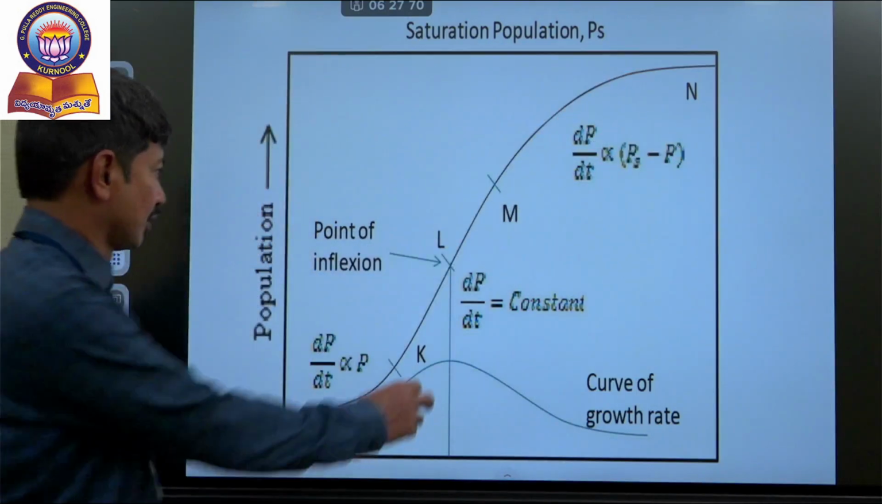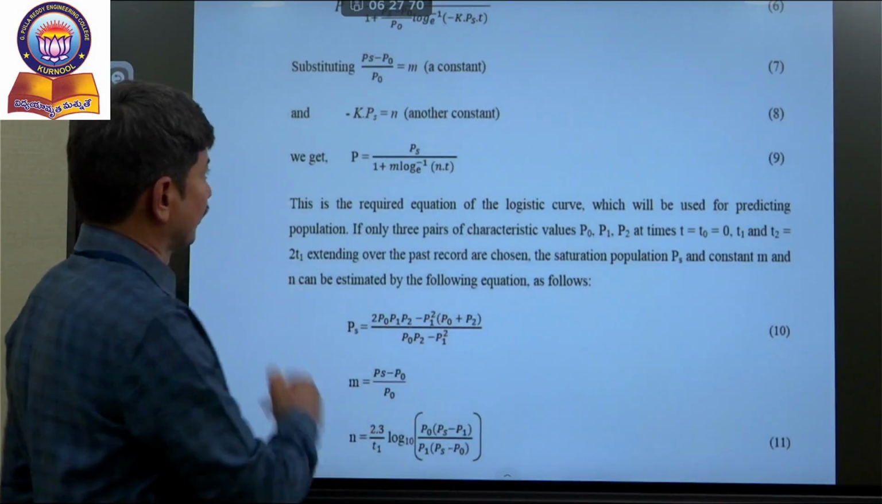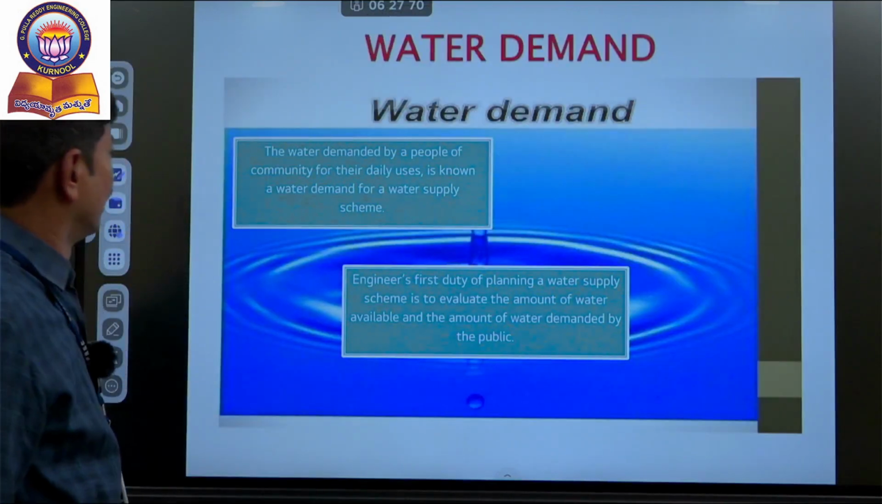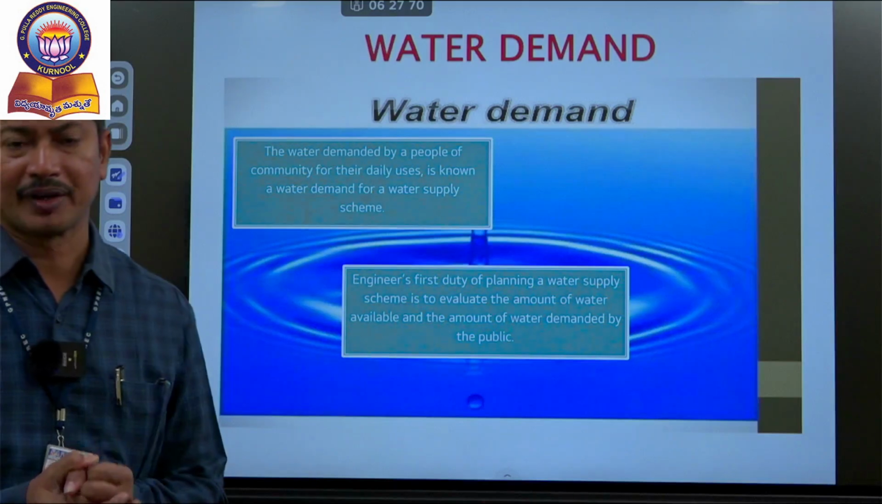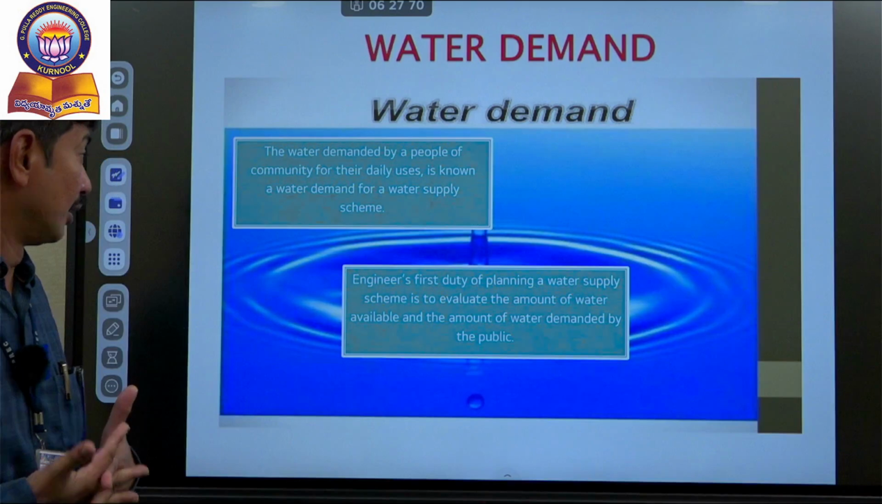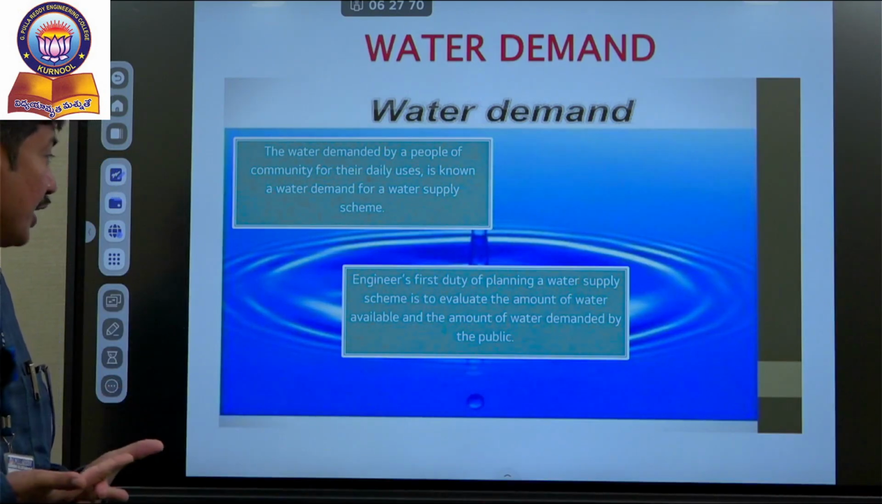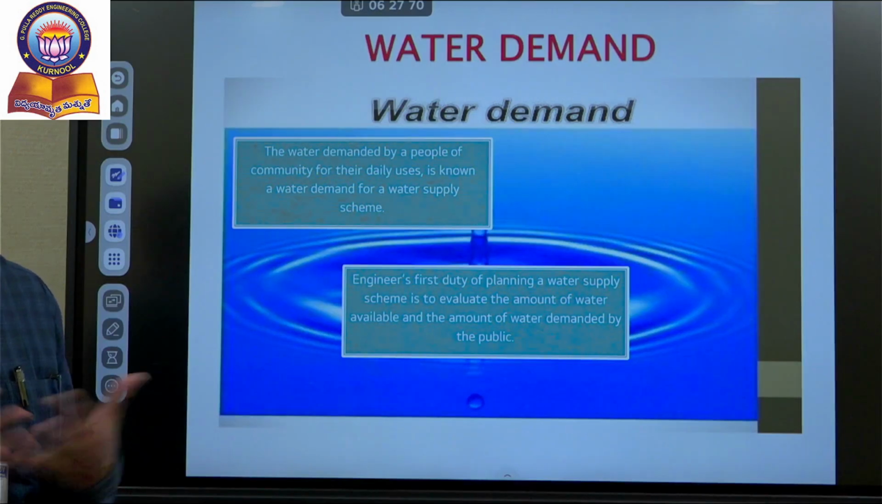This rate is the logistic curve method. These are the logistic curve method formulas, right? Then, demand of water. The next one is demand. The public demands water for various purposes. It is the duty of engineers to supply sufficient water to the public based on their demand.